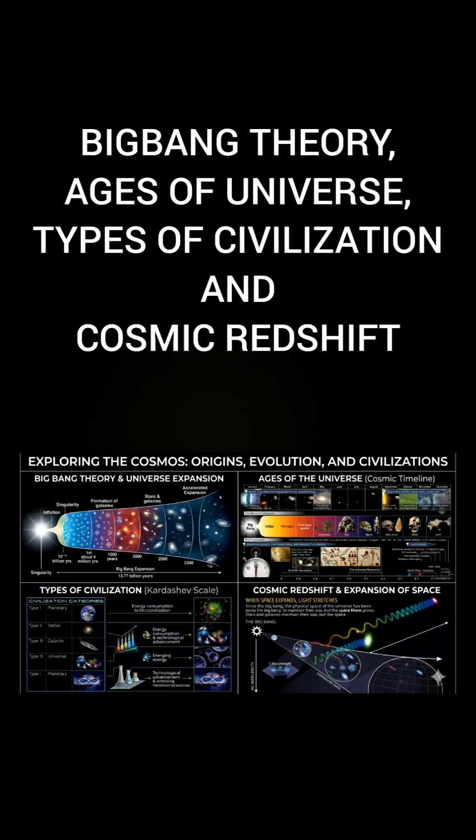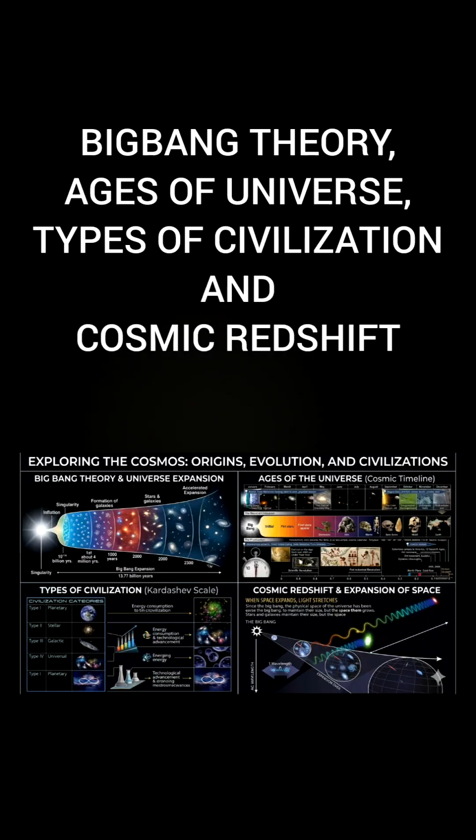4. Recombination, 380,000 years. The universe finally cooled enough for electrons to bind with nuclei to form neutral atoms. This made the universe transparent, allowing light to travel freely for the first time. This first light is still detectable today as the cosmic microwave background, CMB.